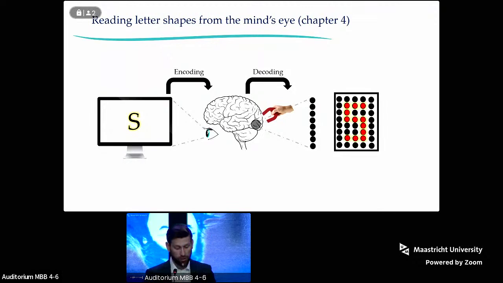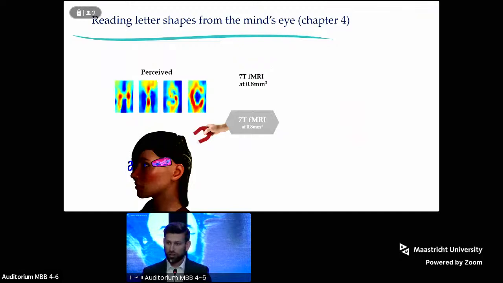And so another cool part of our work is that we can also do this for only imagined letter shapes, and basically use the same technique to translate a brain pattern during mental imagery back into a picture. So using a relatively simple model, we should only be able to reconstruct these images if activity patterns during mental imagery have the same fine-grained spatial information as during visual perception.